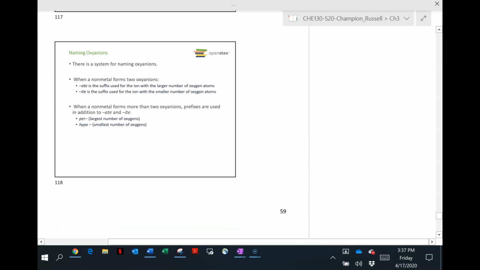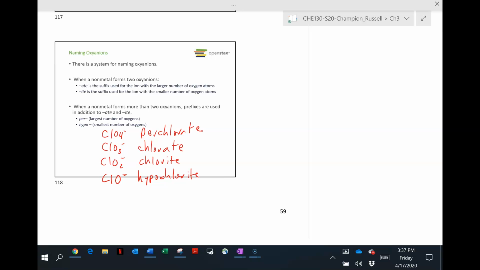ClO3- is chlorate. ClO2-1 is chlorite. ClO-1 is called hypochlorite. It's got less oxygen than chlorite does. And then ClO4- is called perchlorate. And so these are very closely related species, but they are quite different.